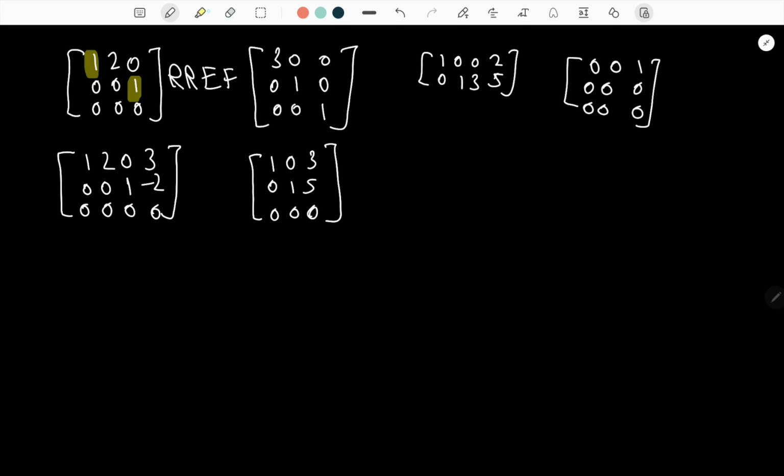Now let's look at the next example. First pivot is 3, so you already know it's not RREF. And next pivot is 1, and this is here 1. So this is in REF since there is a 3 here.